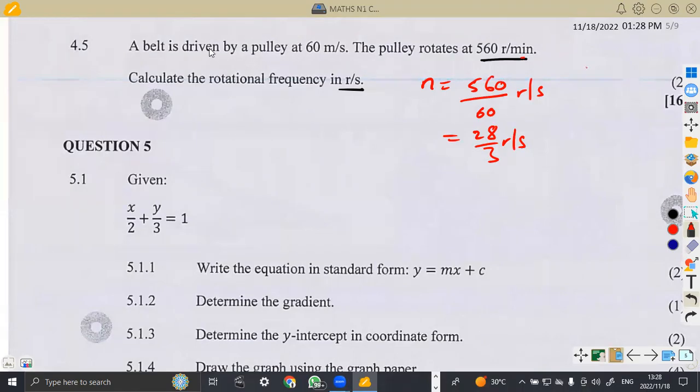This driven belt, which is the speed, this is just the rotational. So there's nothing that has to do with meters per second because our answer is supposed to be revs per second. So this is fine. All right, question 5. Okay, sorry for that.